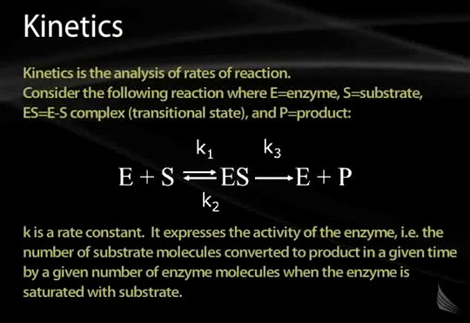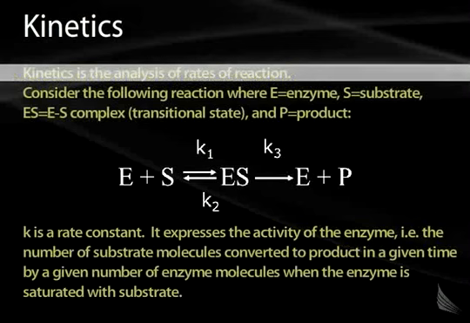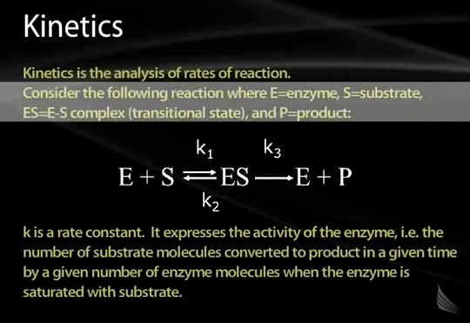Now, when we consider enzymes and how they function, one of the things that we talk about is kinetics. Kinetics is important because it describes the rates of reactions, how fast reactions occur, and that's very important in biological systems. Consider the following reaction where we have an enzyme labeled E, some substrate, which we call S, ES, which is the transitional state, the complex between the enzyme and the substrate, and then the enzyme plus some product.